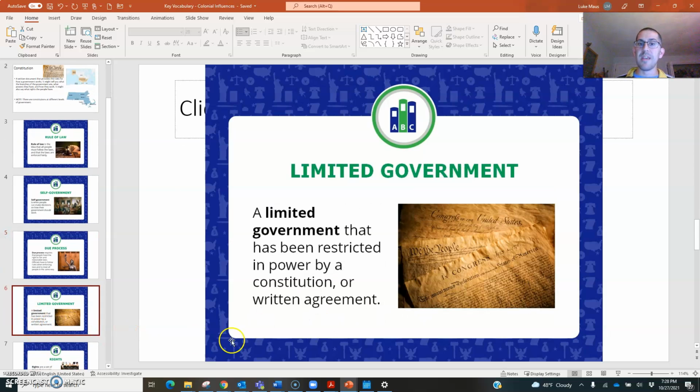Next up, we have the idea of limited government. Limited government is the idea of a government that has been restricted in power by a constitution or written agreement. So the government is not the end-all be-all. The government does not have absolute power over everything. Why? Because there's a constitution that says what the government can and cannot do.